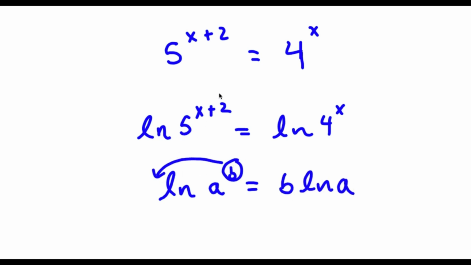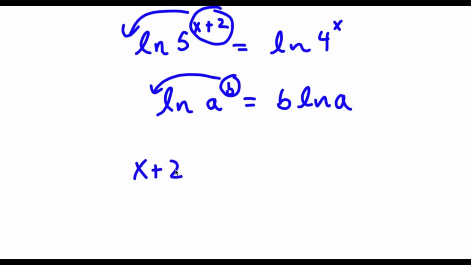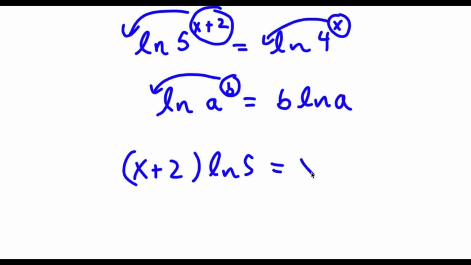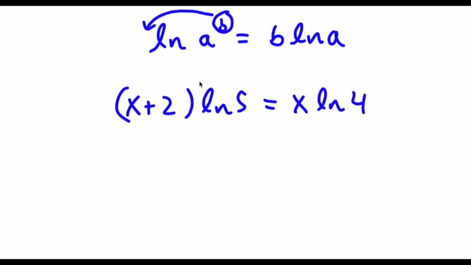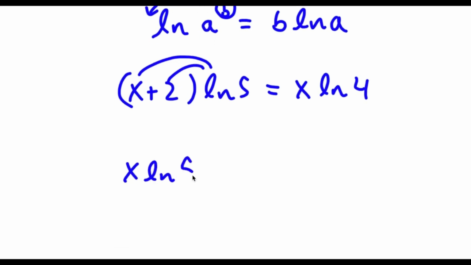So this is going to equal b times ln a. So for ln 5 to the power of x plus 2, I can move x plus 2 to the front. So that's going to equal x plus 2 times ln 5, which is equal to, for ln 4 to the power of x, I can move x to the front. So it's going to be x times ln 4. Now, if I distribute ln 5 with x plus 2, I get x times ln 5 plus 2 times ln 5 is equal to x times ln 4.